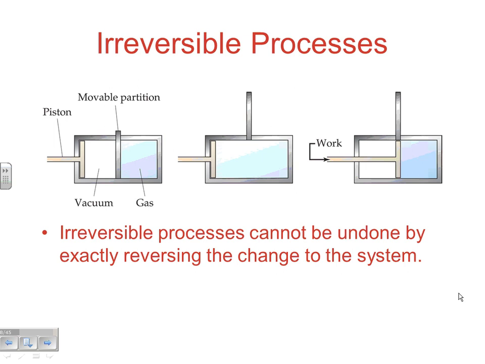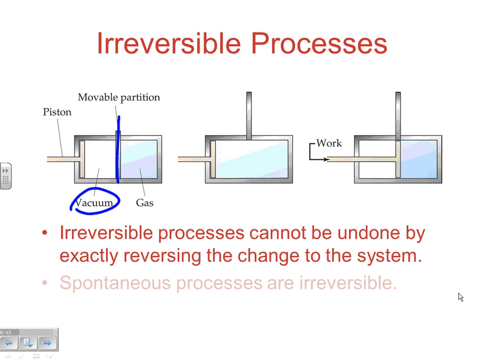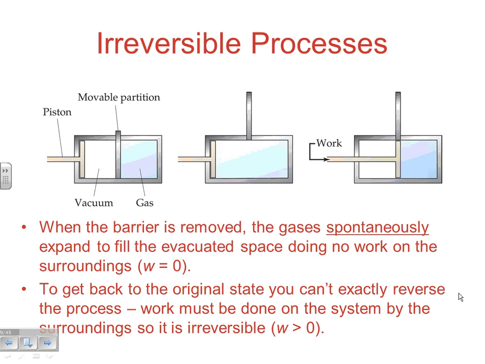And that's what we've got here in this little piston setup that we have here with a removable partition. So we've got, in the first situation here, a vacuum in this part, a gas in this part, and a partition between the two. Now, if we remove the partition, the gases will diffuse spontaneously throughout. But remember, spontaneous processes are not reversible. When the barrier is removed, the gases spontaneously expand to fill the evacuated space, doing no work on the surroundings. So our work situation here is 0.